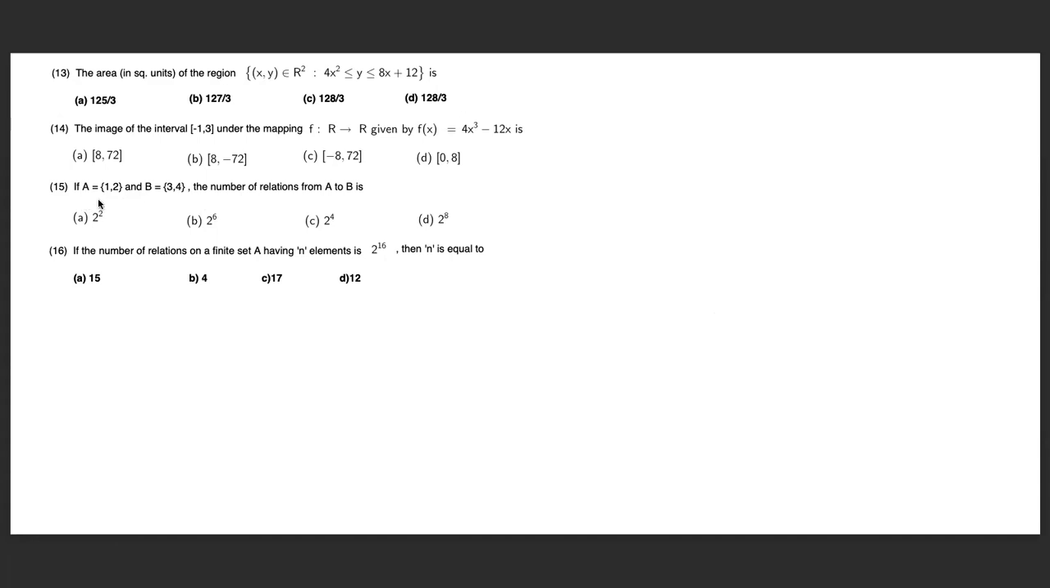Now let us look at another problem. If A is 1 comma 2 and B is 3 comma 4, what will be the number of relations from A to B? And I will also be solving the other one, where the number of relations on a set A of n elements is 2 to the power of 16. Let us have a look at both. How do we solve it?